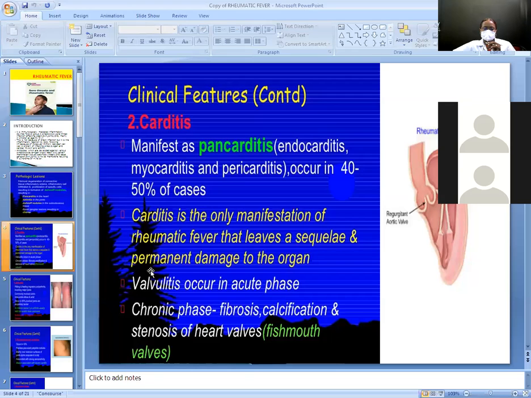In valvulitis, that is in the acute phase, when there is inflammation and destruction and damage to the cardiac valves, it results in the opposite of stenosis. If the cardiac valves are damaged and destroyed, it results in a regurgitant lesion. Regurgitation means blood flows back from ventricle to atria. Normally in the cardiac cycle, blood flows from left atrium to left ventricle, and from left ventricle to aorta. During systole, when your ventricle contracts, the mitral valve opening gets closed to prevent regurgitation, or backward flow, of blood from ventricle to atria.